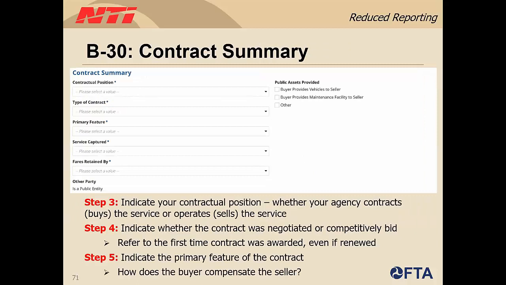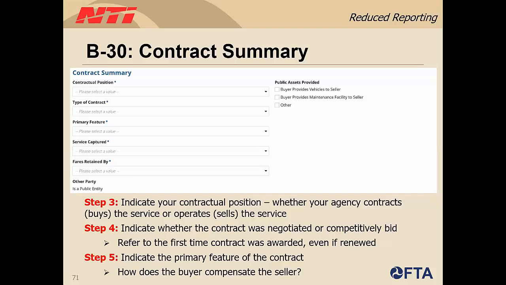At the top of the B30 form is the contract summary. The first selection to make is your contractual position. This indicates whether your agency is a buyer of service or seller of service. Once you have selected your position, you will report whether the contract was negotiated or competitively bid. This should refer to when the contract was awarded, even if the option years have been exercised.